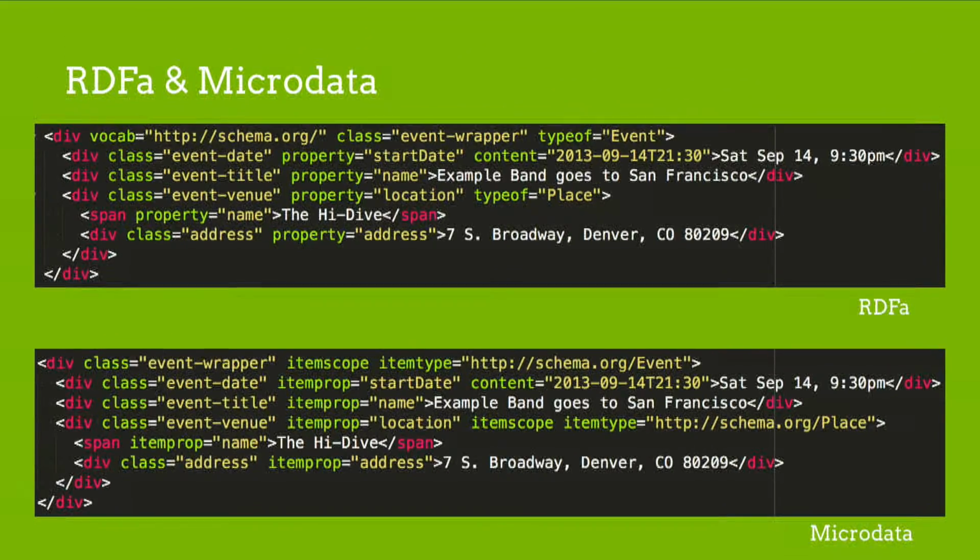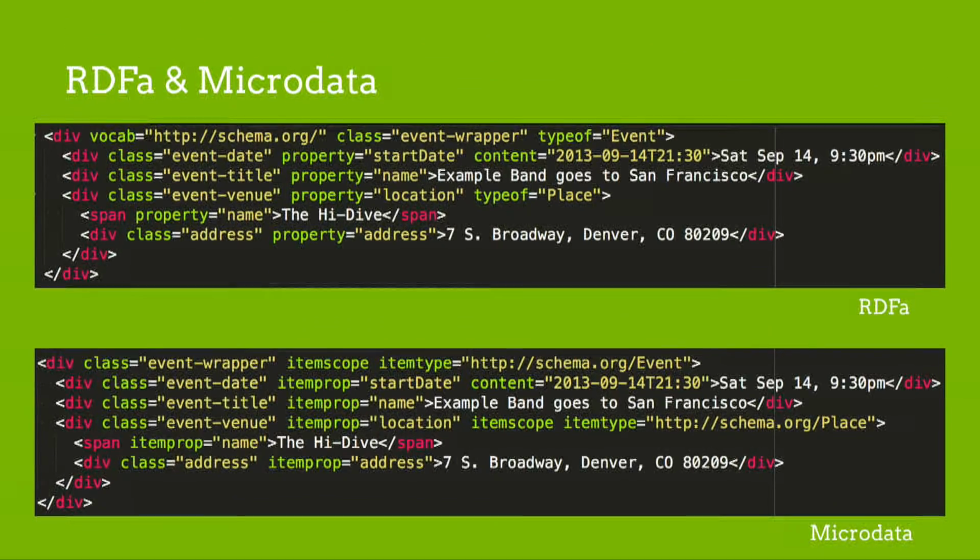So the first image is RDFA, the second image is microdata. They're really similar to each other. It's just another way of writing down the attributes and the properties. On the first image, you can see there is a vocabulary, schema.org, and there is a type of event. And by doing so, you define a wrapper. All the properties, all the fields within that wrapper belong to, in this case, the event. So the start date and the name and the location all are part of this event.